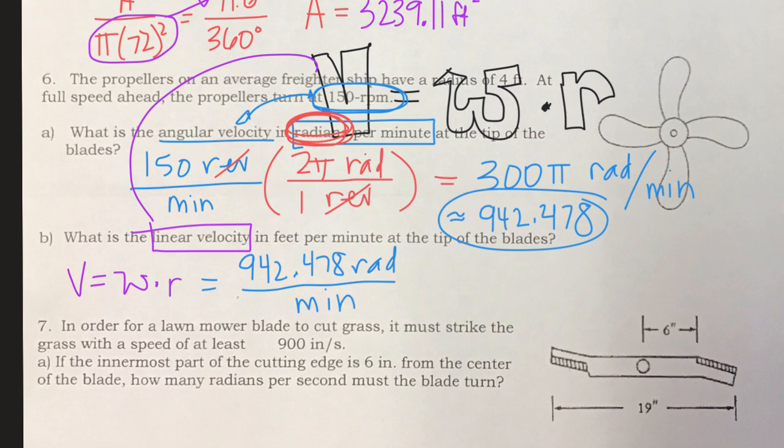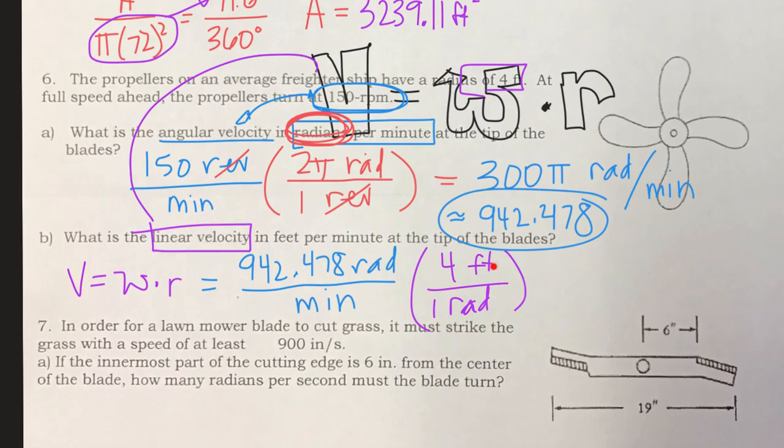Radians, or you could go back to the 150 RPMs if we wanted to. We might have to do some other conversion, but both of these are omegas. It doesn't really matter which one you use. Times the radius, which was 4 feet. And that's 4 feet per every 1 radian angle.